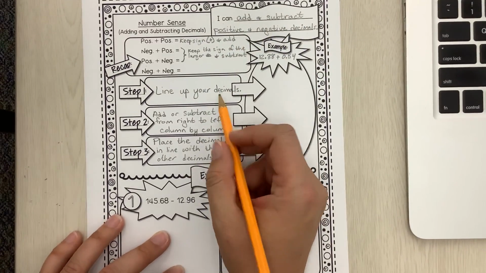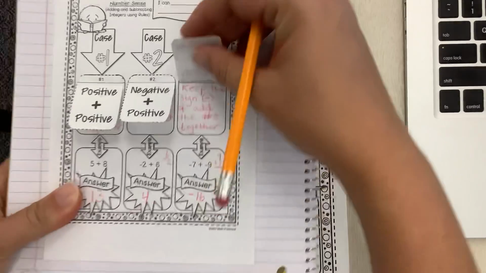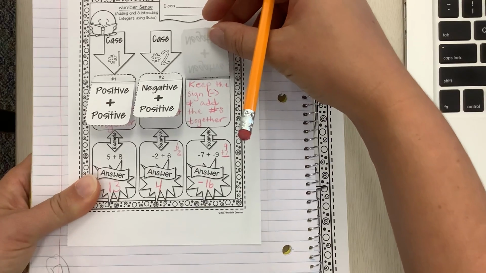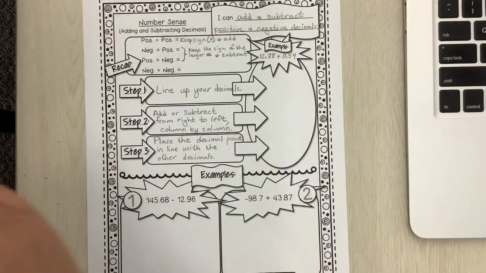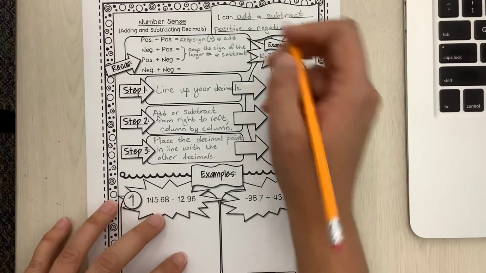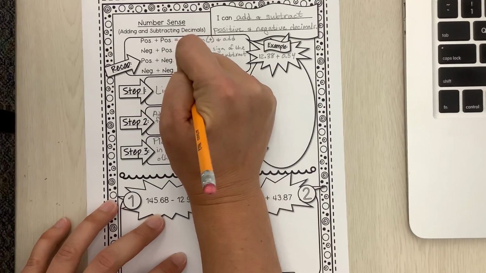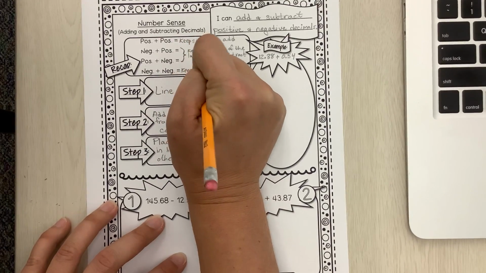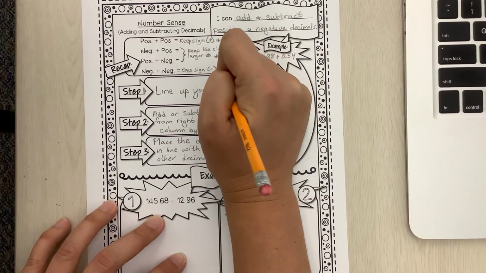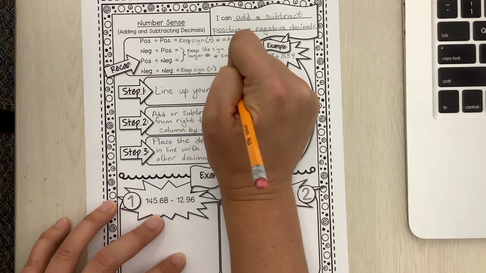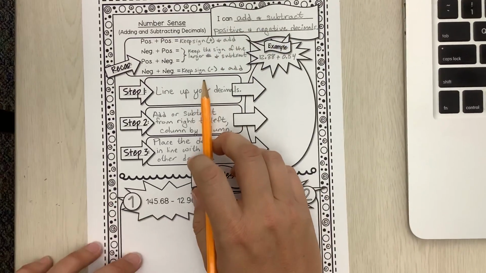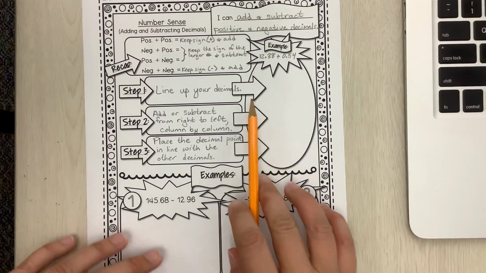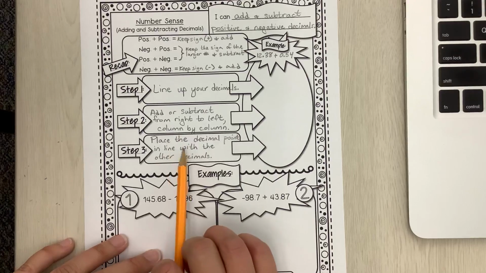Okay, and then negative plus a negative. We are going to keep the sign negative and add the numbers together. So keep sign negative and add. Okay, so let's go ahead and do some practice of these. I've already written these notes for us here.